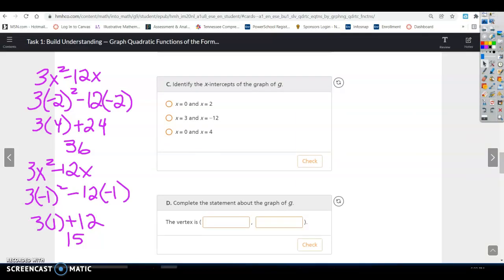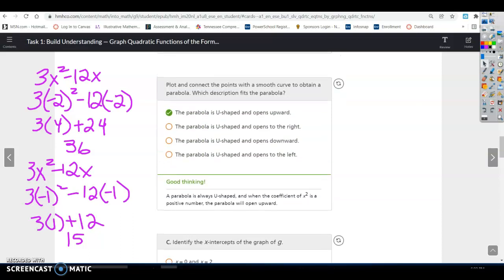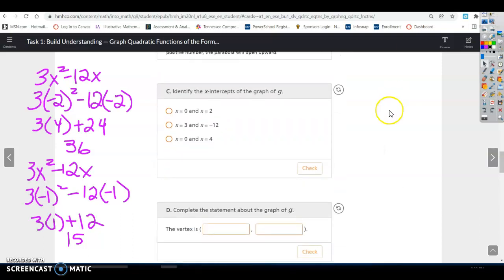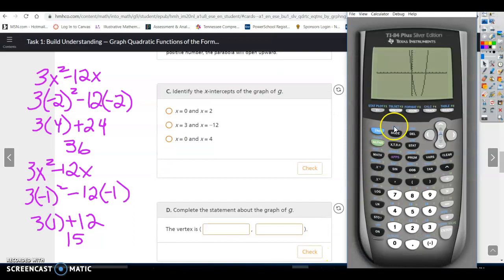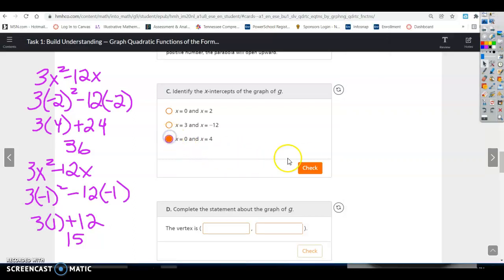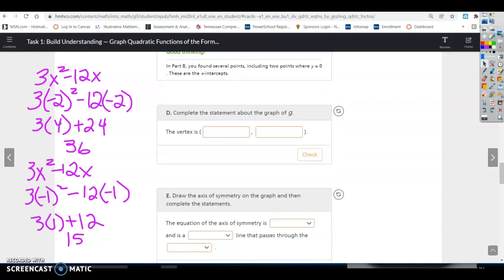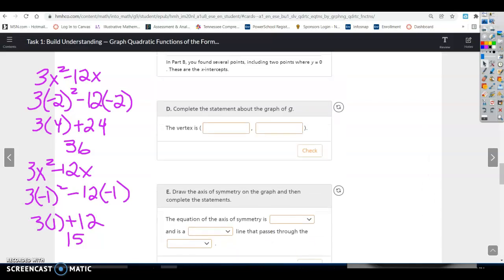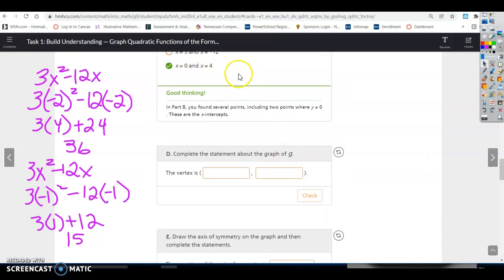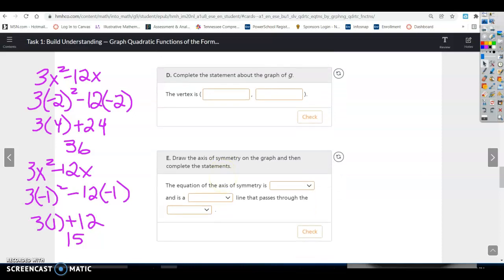All right, so it says identify the x-intercepts of the graph of G. Okay, so we can also use the graph to determine the x-intercepts. You can see that it crosses at 0 and 1, 2, 3, 4. So 0 and 4 would be our two x-intercepts. And you could find that just as well if you had used points and graphed all the points and sketched a curve on a piece of graph paper.